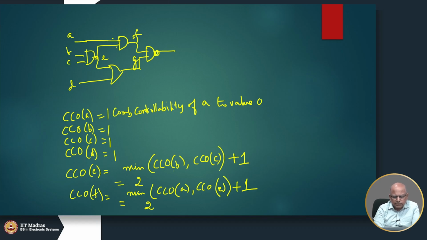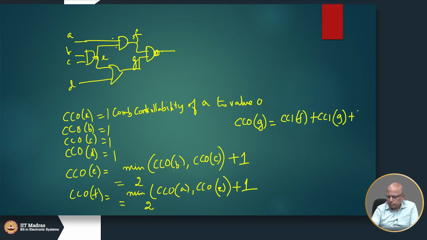This is an AND gate, and if I have to send the output of the NAND gate to 0, I have to make F equal to 1 and G equal to 1. So, this is a little harder. So, CC0 of H: I have to make both F and G equal to 1. So, I have to say it is CC1 of F plus CC1 of G plus 1.